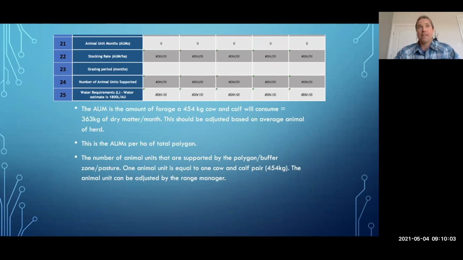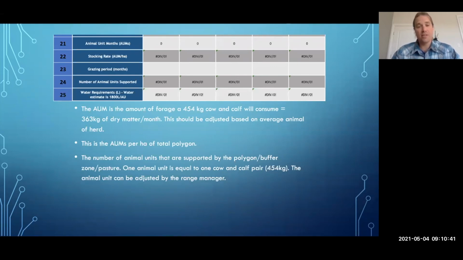And this is another number that is not always used, because oftentimes the average cow-calf pair now is larger. And again, if a person's running larger animals, then they would want to adjust that based on the size of the animal. What this provides us is the total number of AUMs per hectare for any given polygon. And that's basically what that polygon will support.